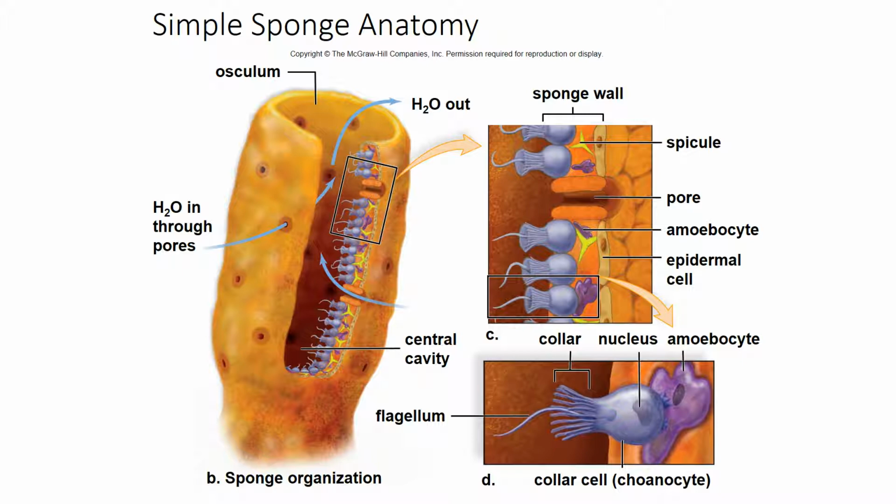It's good to know that the collar cells have flagella that beat and move the water through, and the food particles actually get trapped in these collar cells right here. Okay. And so then the sponge will transport nutrients just from cell to cell.